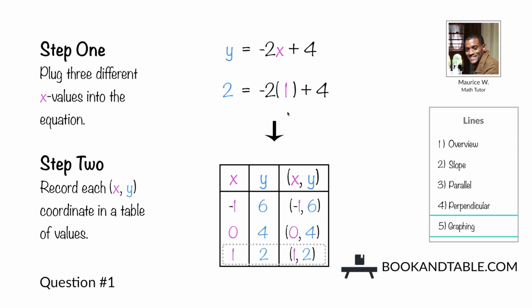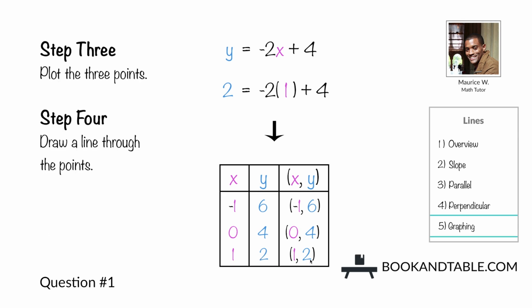And then our third point, we're going to use x as 1. Negative 2 times 1 is negative 2. Negative 2 plus 4 is positive 2. So our third point is 1, 2. Now we have our 3 points in our table of values.